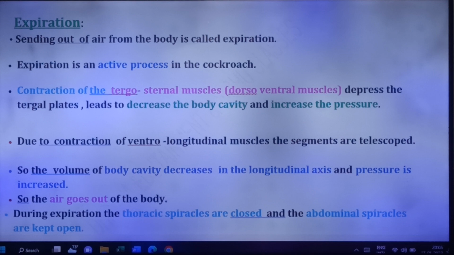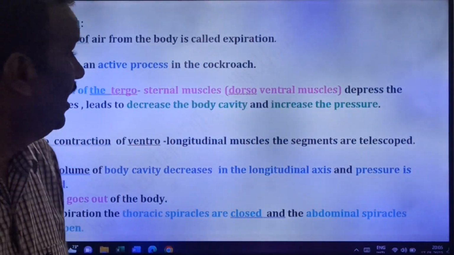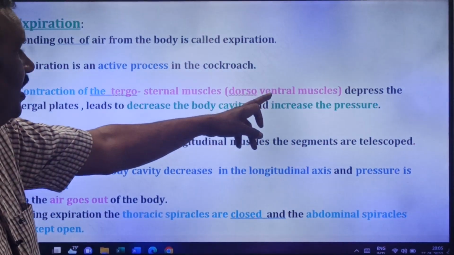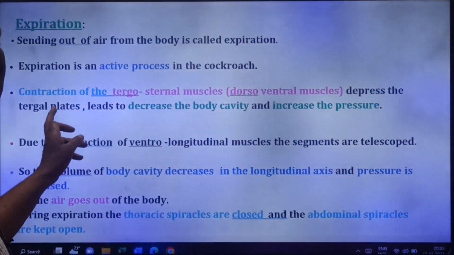Now, in inspiration, relaxation of the muscles takes place. In expiration, what happens, friends? Contraction of the muscles takes place. You see, friends, expiration in cockroach is quite opposite to inspiration. You have to remember it, friends. During expiration, contraction of the pterygosternal muscles. See, friends, pterygosternal muscles are also called dorsoventral muscles. They depress the tergal plates.